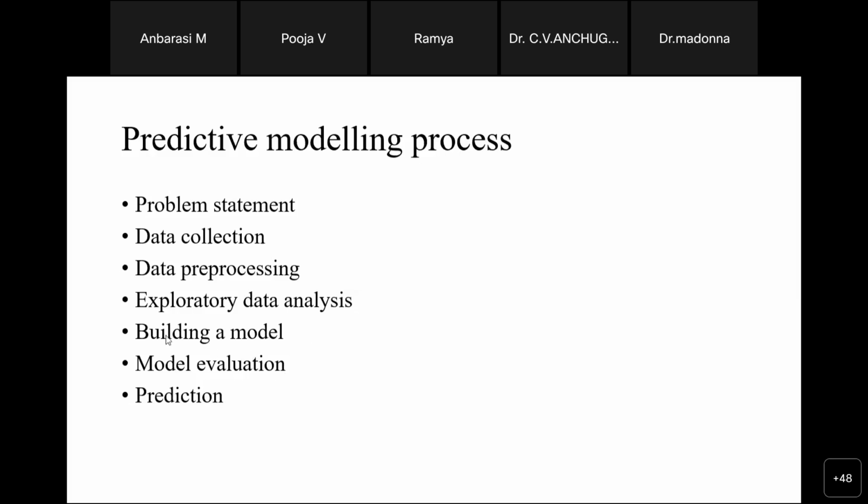So first we build a model, and then we go for the evaluation. After building the model on the training data set, we check with the testing data set how well it works. We have to evaluate the model, and only then go for the predictions. Once the model is evaluated, finally we go for the prediction. The prediction can be categorical data or continuous data. These are the general processes under predictive modeling.